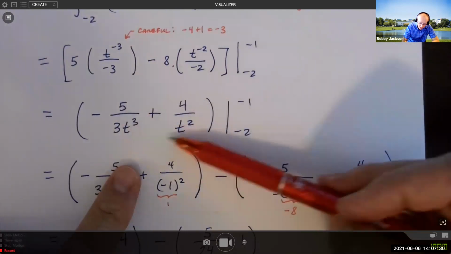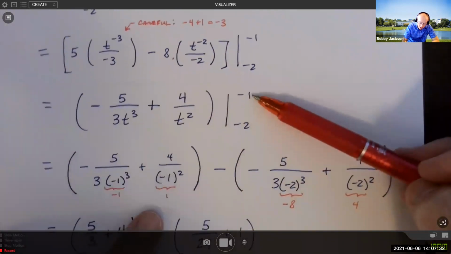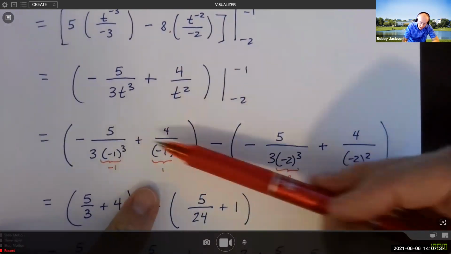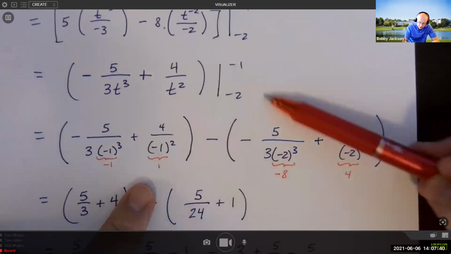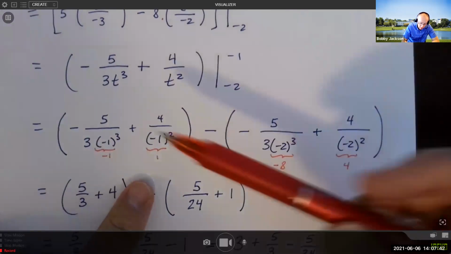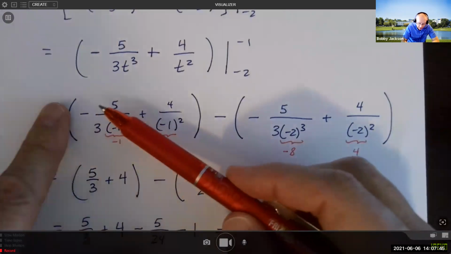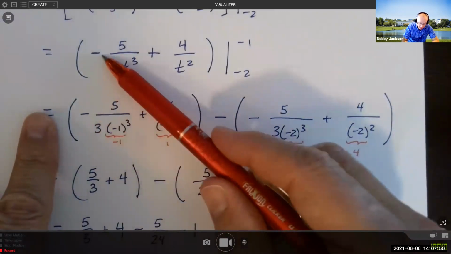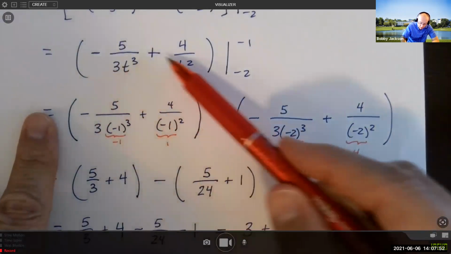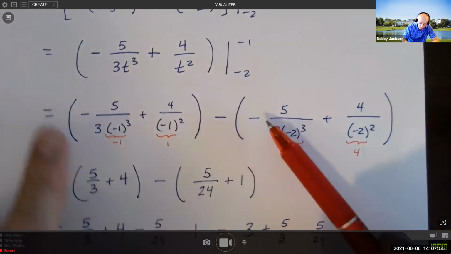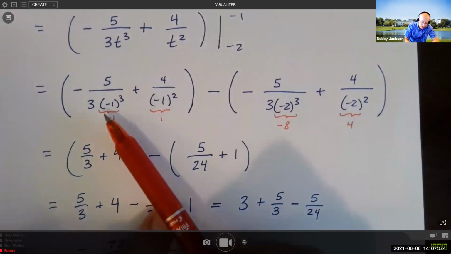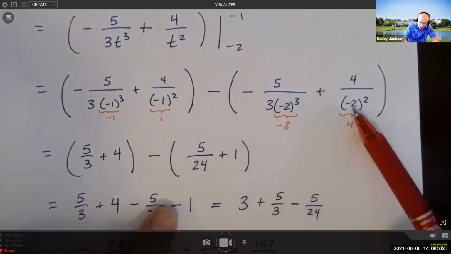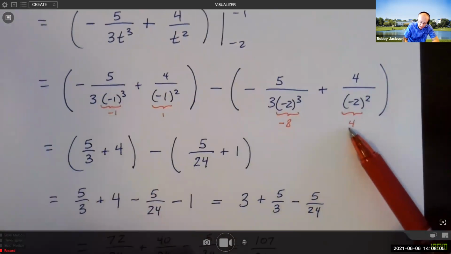So here's my antiderivative, and I'm going to evaluate it at negative 1, so I'm going to replace t with negative 1, and then evaluate it at negative 2 here and here. Okay, so be careful that this negative sign doesn't get distributed through it. It's just on this fraction plus this one. Now this minus sign does get distributed through, but I would just go ahead and evaluate. Notice negative 1 cubed is negative 1, negative 1 squared is positive 1, negative 2 cubed is negative 8, negative 2 squared is positive 4, and then I can simplify.